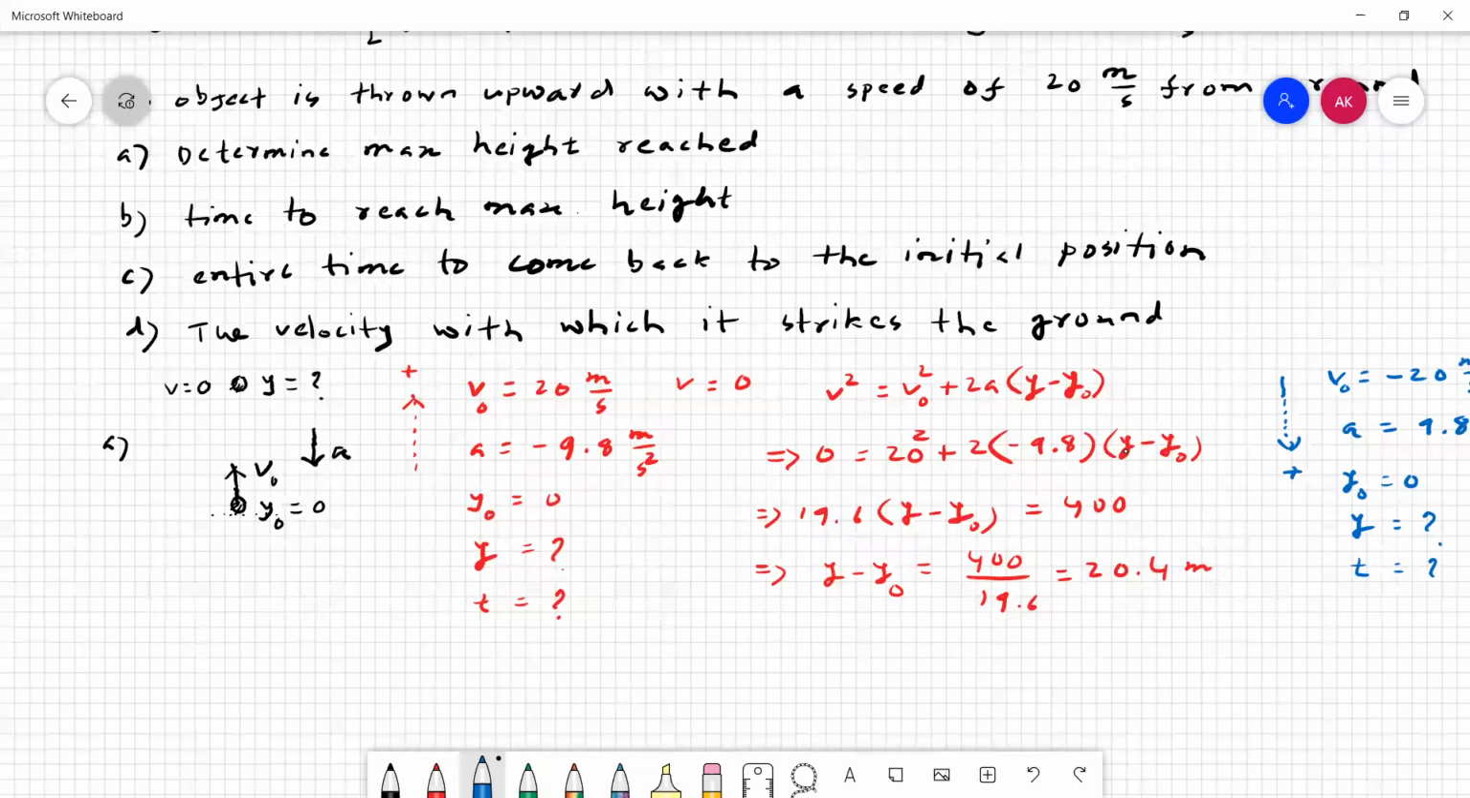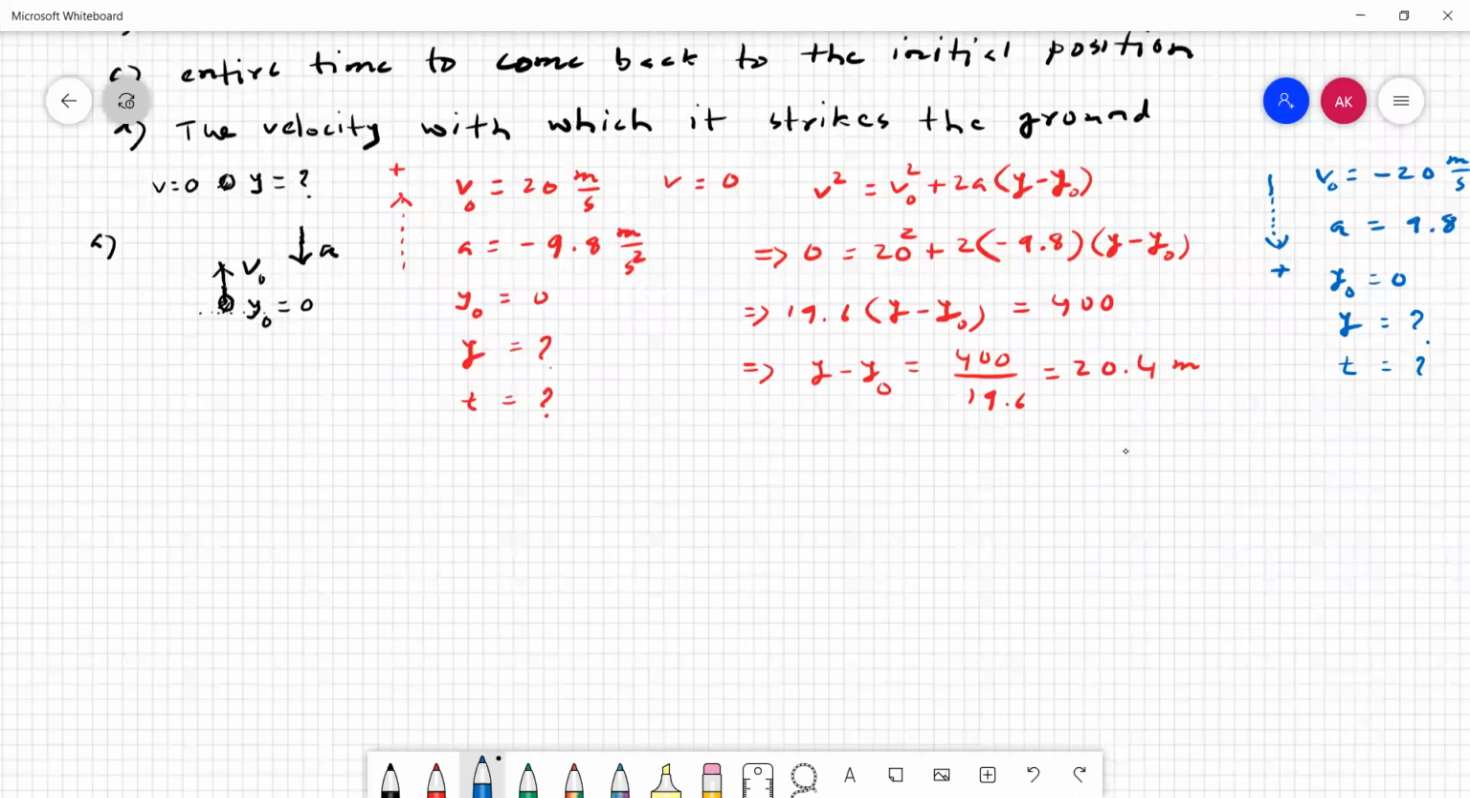Okay, time to reach the maximum height. Now, when you do this one, the very first thing we do in each part, part A or part B, is identify what's the initial position and what's the final position to solve that problem. So they're asking us for the time to reach the maximum height. So definitely we will start our time when the ball was thrown.